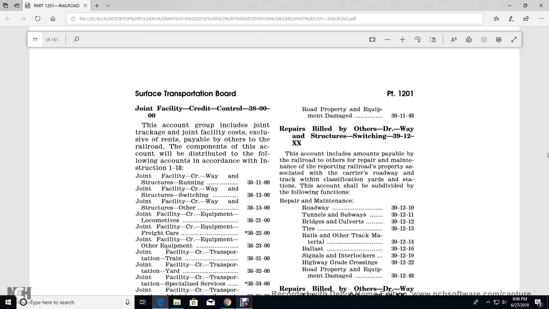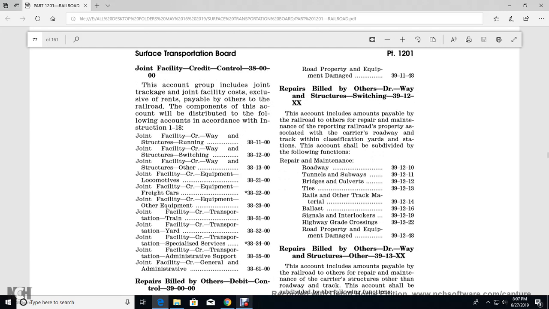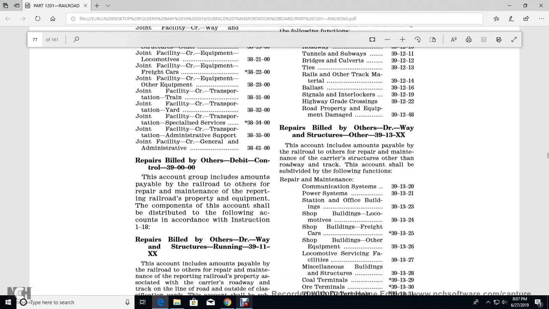Joint facility way and structure running, joint facility way and structure switching, joint facility way and structure other, joint facility equipment locomotive, freight cars, other equipment, joint facility transportation train, yard, specialized service, administrative support, and facility general and administrative.